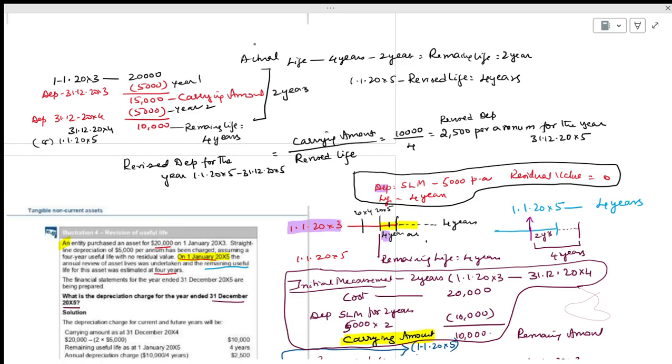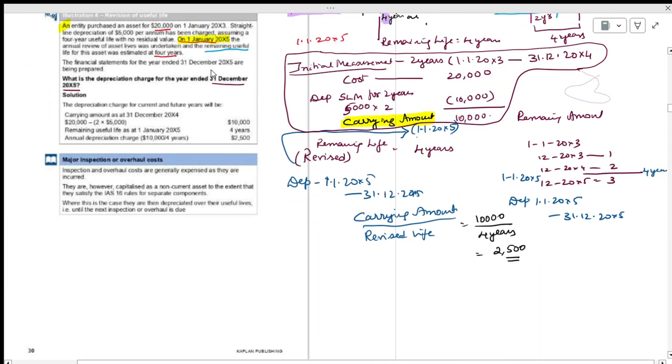Yes, clear. See, whatever they mention, accounting is very simple. As per the dates you have to do the calculation. That's all. Nothing else is there. As per the dates, that's why they say the revised depreciation is how much? 10,000 divided by 4. It comes to 2,500 for 2005. This is the first condition.